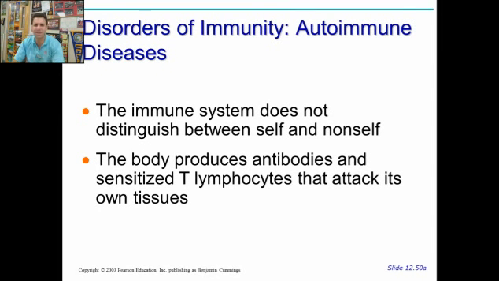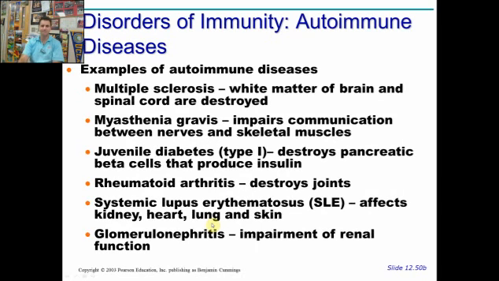More commonly, you hear of disorders of the immune system, specifically autoimmune diseases, where the immune system cannot properly distinguish self from non-self. In this case, the body is going to produce antibodies and cytotoxic T cells that are going to attack itself. Okay? Examples include MS, where the white matter of the brain, specifically the myelin of the brain, is targeted and killed, so they can't properly send messages at the proper speeds anymore.